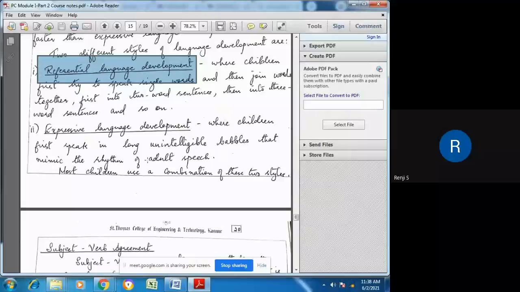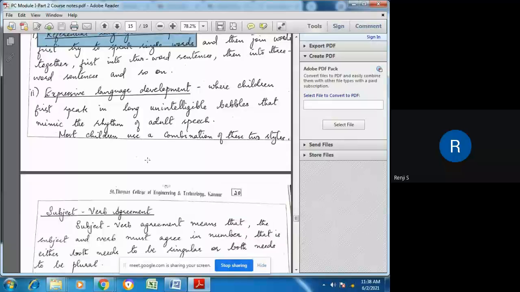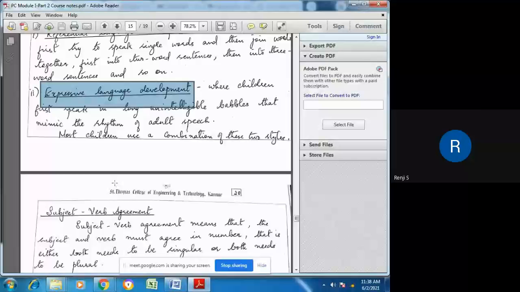Children also study the words of a language first and understand the meaning of the language first, and that is called referential language development. And then they try to build big sentences using these words, long sentences using these words, and that is known as expressive language development.